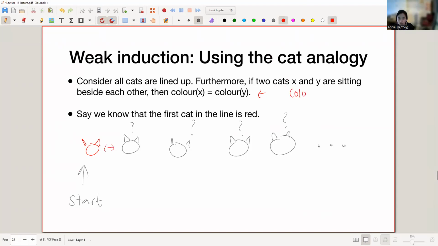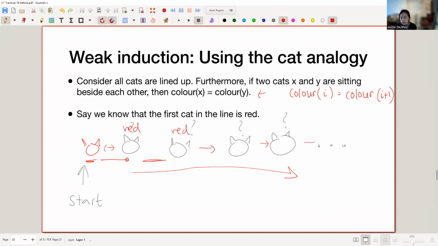So if we have the color of, let's say, some number i, cat number i, then it's going to be the same color as color i plus 1, the cat that's sitting beside it. Okay, so if we know the first cat in the line is red, we can then conclude, as we went over in the first lecture, that all the cats in the line must be red, right? Because this cat is sitting beside that cat, so it also has to be red. And then this one is sitting beside that one, so it also has to be red, and et cetera, it just travels up the line. So we know just by the first cat being red that every single cat has to be red.